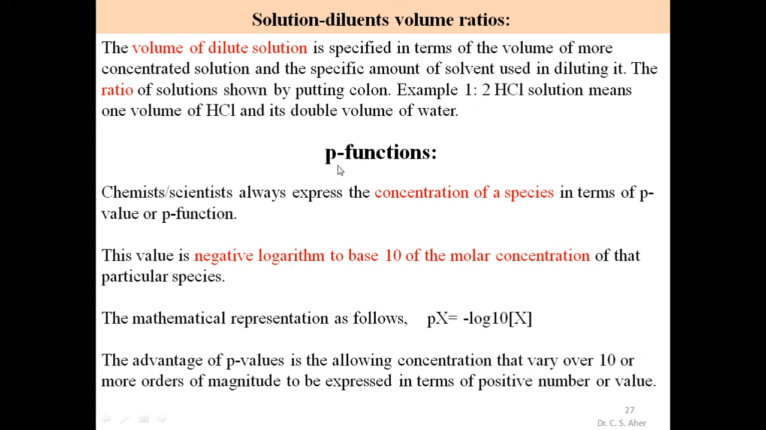Next concentration unit is P function. What is P function? Chemists and scientists always express the concentration of a species in terms of P function or P value. What is P value? This value is the negative logarithm to the base 10 of the molar concentration of that particular species. We take that concentration's negative logarithm to the base 10. That value gives the P value or P function.